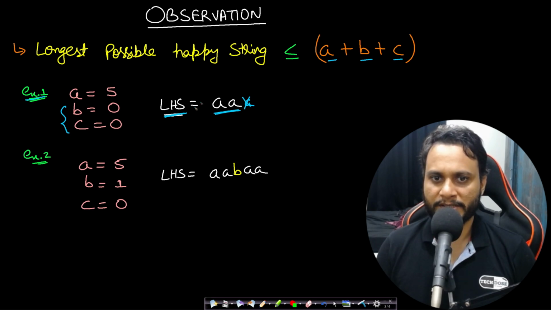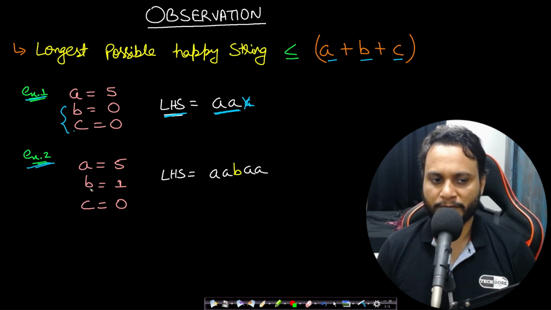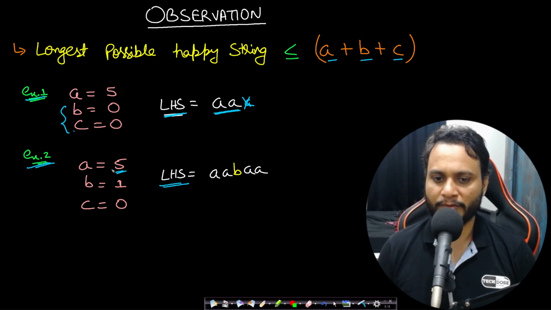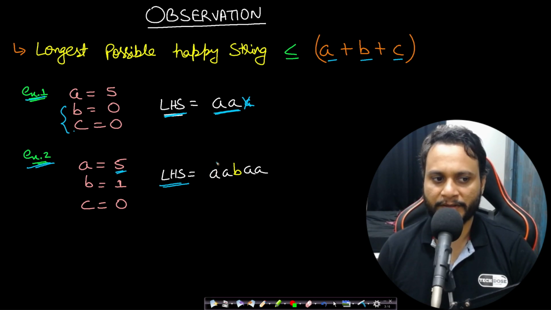So this will be our final answer. The longest happy string is of length 2, but then A plus B plus C is of length 5. If you look at the example 2, then here I have A equals to 5, B equals to 1, C equals to 0. Now the longest happy string that I can form will be of length 5, which is AA, B and AA. We cannot increase the length further beyond this because I cannot use up the last leftover A, because if I write it on this side, it is not allowed. And if I write it in the beginning also, it will not be allowed. Right? So this is not allowed.